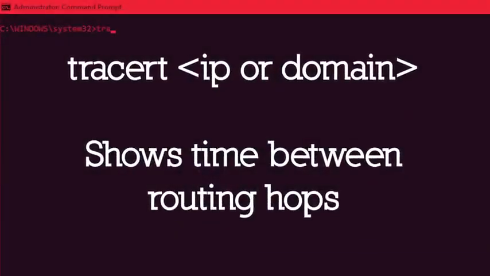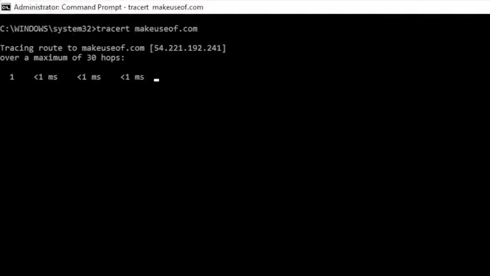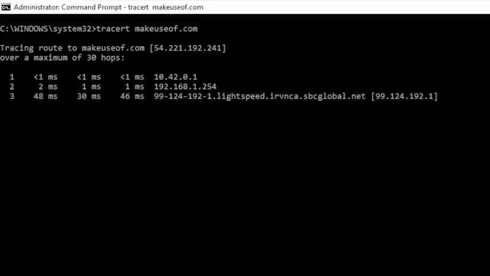The tracert command is similar to ping. Type tracert followed by the IP address or domain you'd like to trace. You'll receive information about each step in the router between your PC and the target. Unlike pathping, however, tracert also tracks how much time, in milliseconds, each hop between servers or devices takes.